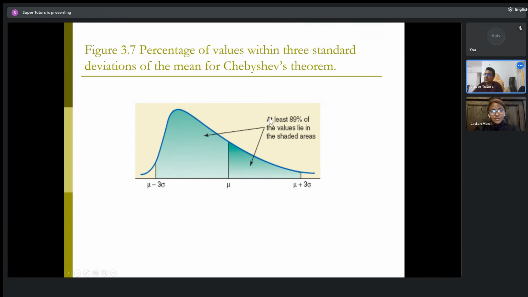And do you still have any questions on this? Is it fully clear now? Right. So if you look at this slide, we have said the same thing. At least 89% of the values lie in the shaded areas. So 89% of the total values under the curve is the shaded area. That's it.